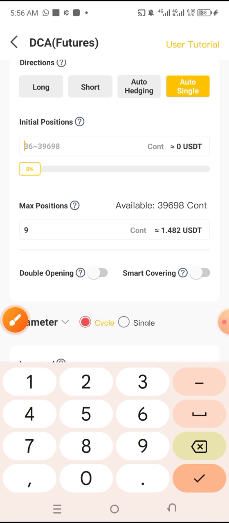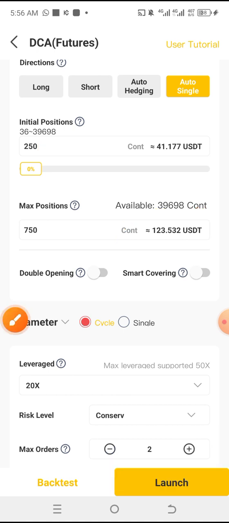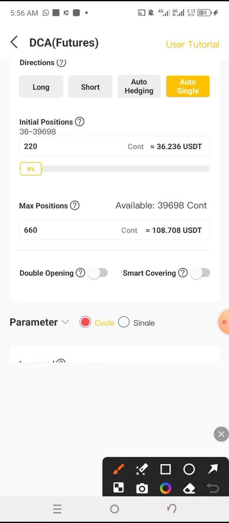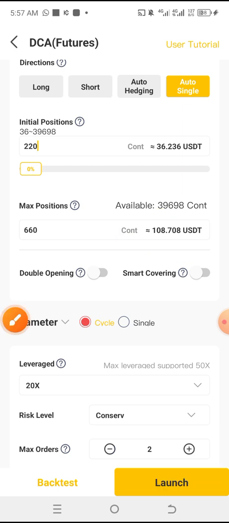So let's try 40. Okay, 40 is giving us 6. 400 is giving us what? 400 is giving us 197. Okay, so 197. Let's try 250. 250 is still giving us 123. Okay, so let's try 220. Oh yeah, 220 is okay. 220 is giving us 108. Okay, so I launch.